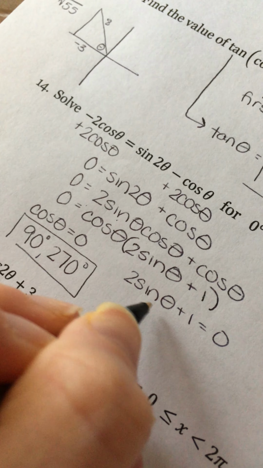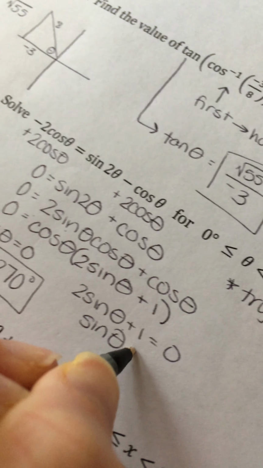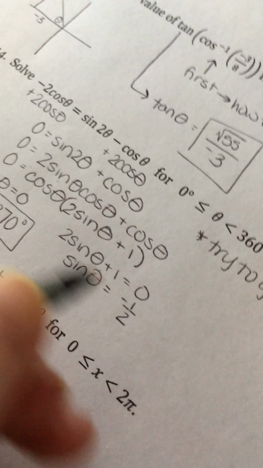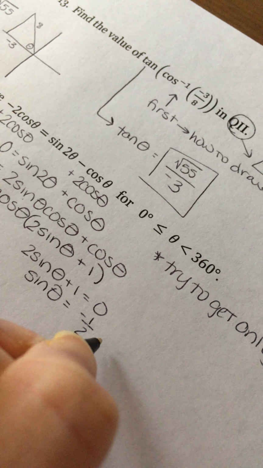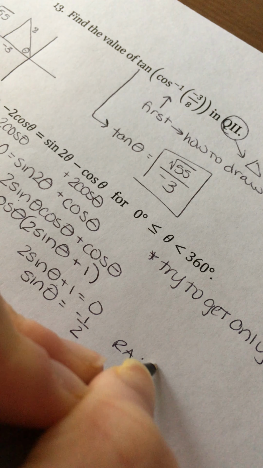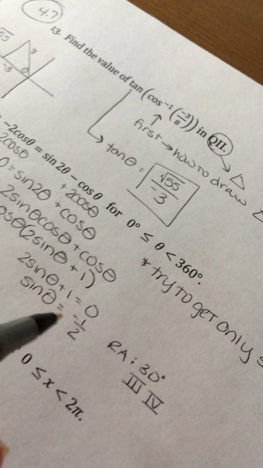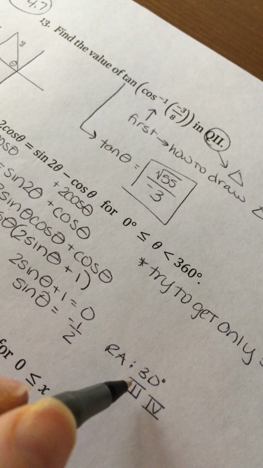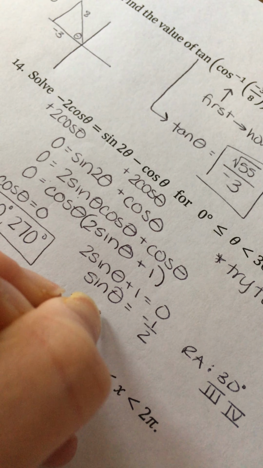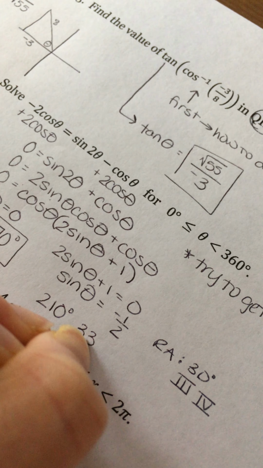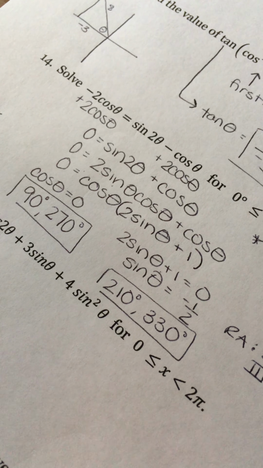And then sine theta, so that I get 2 sine theta plus 1 is equal to 0, and I would get sine of theta is equal to -1/2. All right, so this is going to occur when your reference angle is 30 degrees, and that's going to occur in the third and fourth quadrant because sine is negative. So reference angle is 30 degrees. In the third quadrant, 180 plus 30, that's going to be 210. And then 330 in the fourth quadrant.